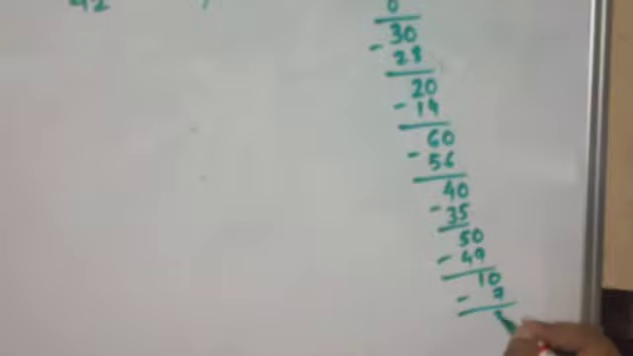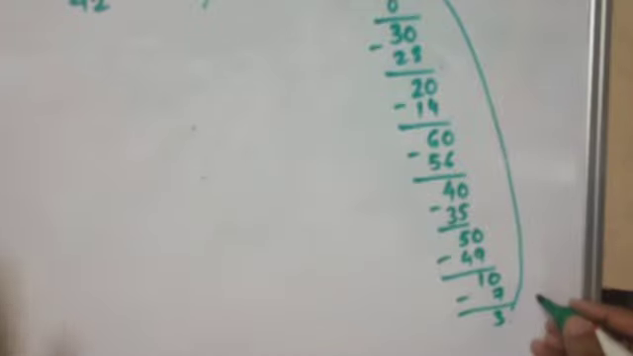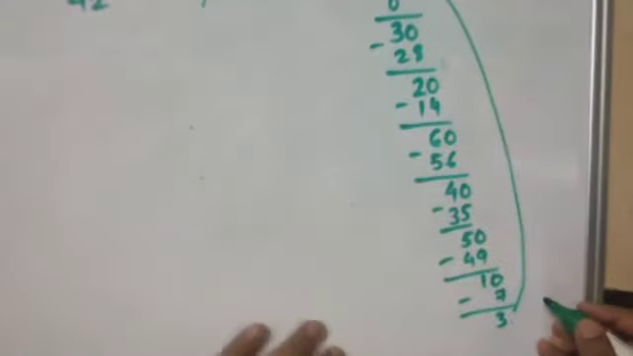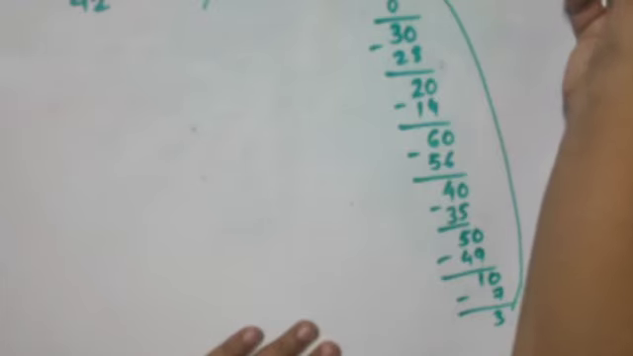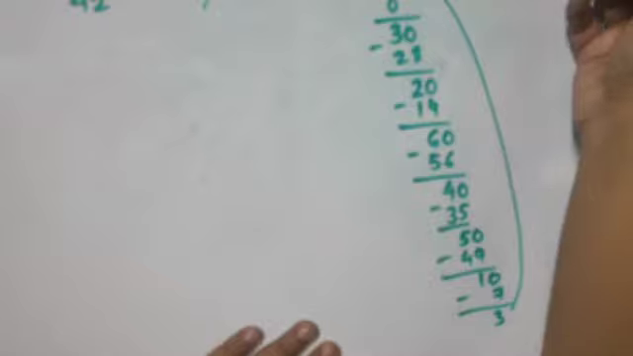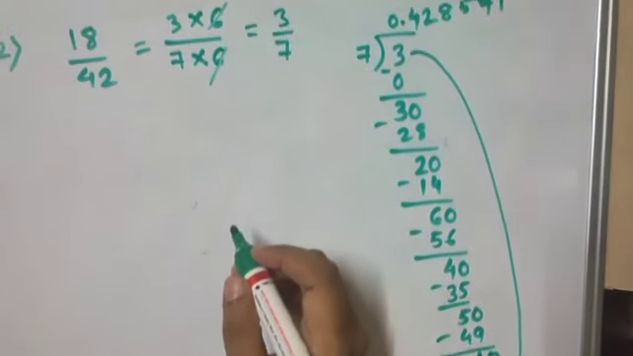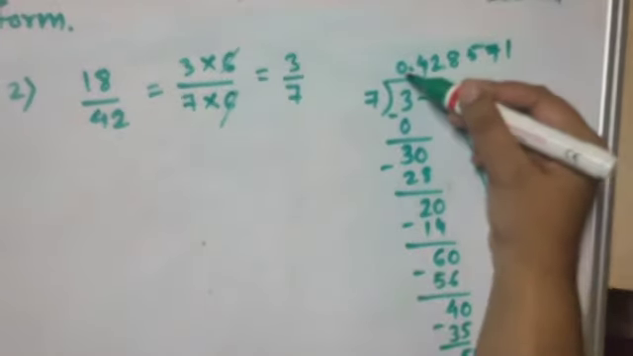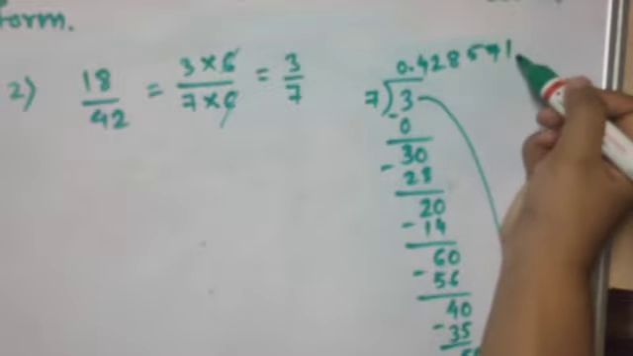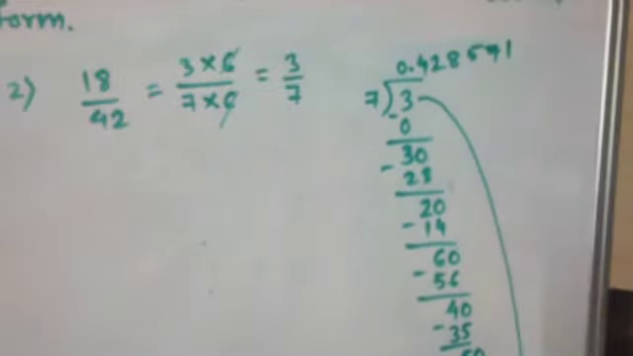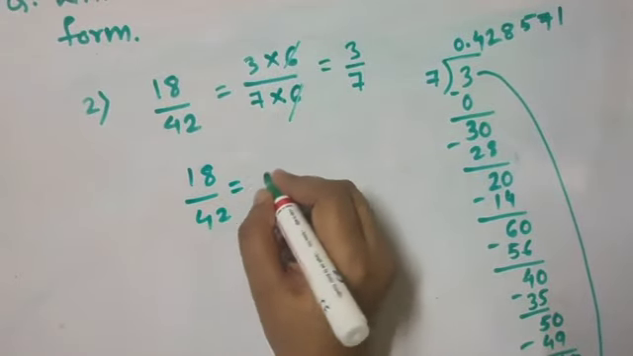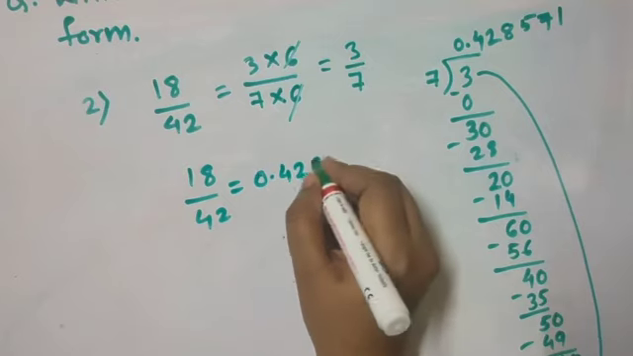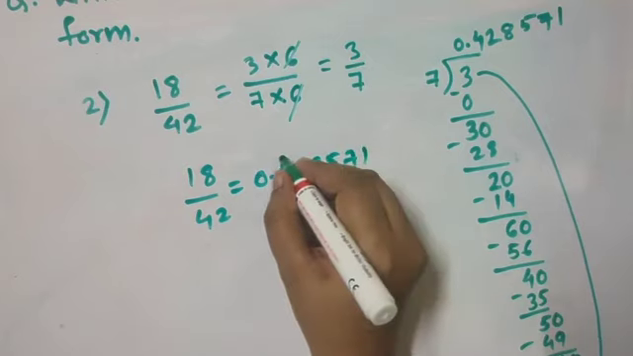10 minus 7, 3. Now here 3 is going to repeat. So this division will repeat again: 4, 2, 8, 5, 7, 1. Then again 4, 2, 8, 5, 7, 1. It will keep repeating. So we will write it like this: 18 upon 42 is equal to 0.42857 bar.